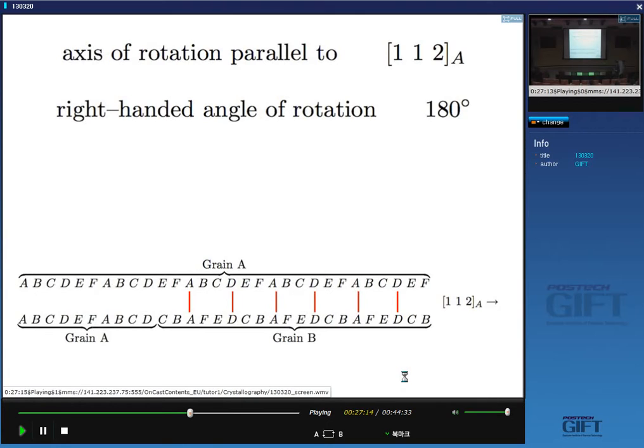So these are very important concepts because the properties of the boundary determine the properties of polycrystalline materials in many, many contexts. So if you are thinking about impurity segregation to a boundary, then less impurity will segregate to a low sigma boundary because there isn't enough space there.